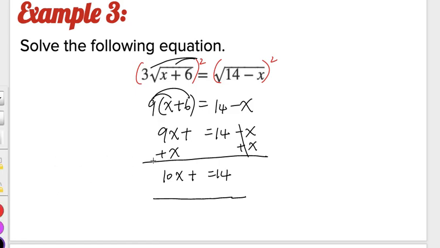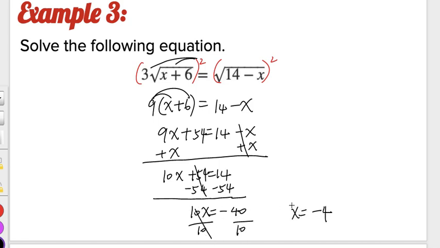Okay, so let's redo it. So 9x here, 9 times 6 is 54. I'm so sorry. Now we have 54. And then as you can see here, we have a variable here. I just need to move 54 to the other side. And then it's going to be negative 40. And we divide by 10. The final answer is going to be negative 4. Do not forget the negative sign here. Okay, that's how we solve it.